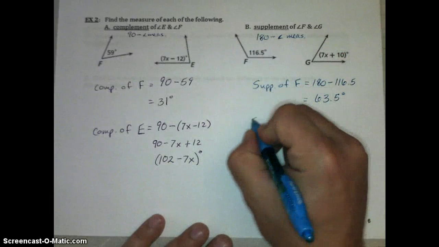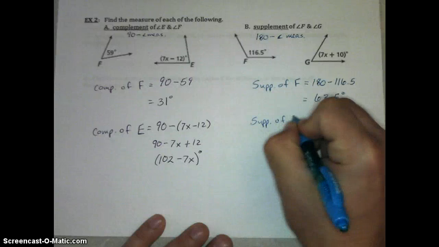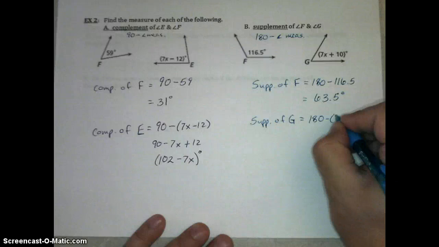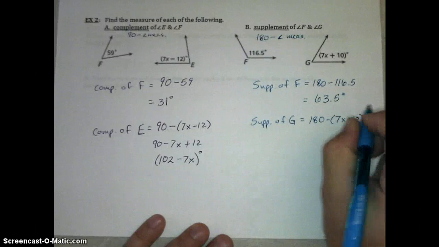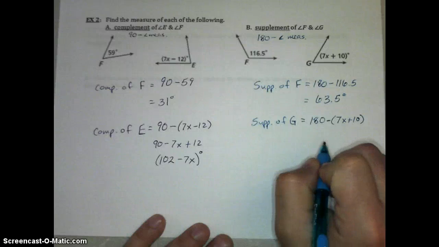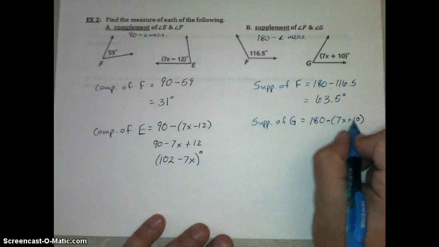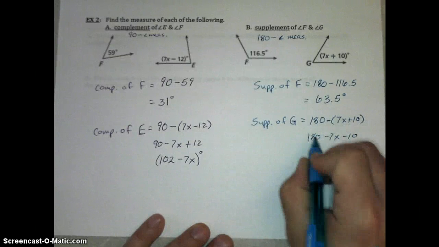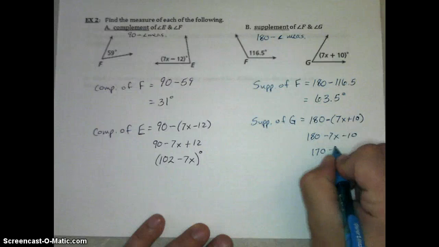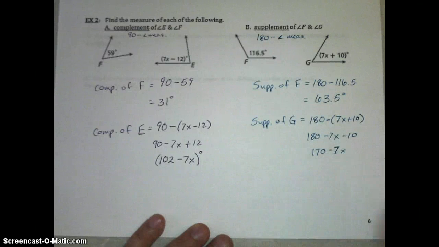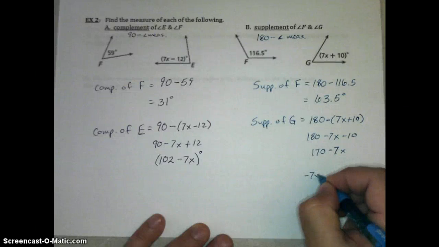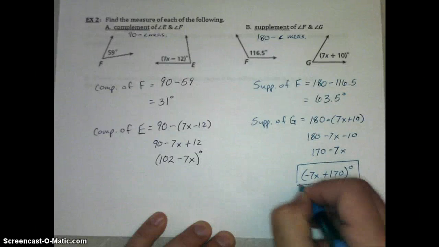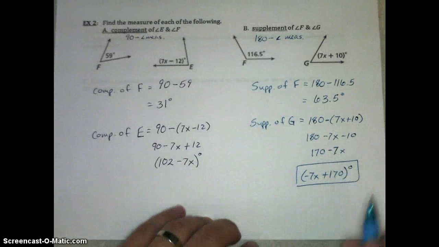But for the supplement of G, we're going to take 180 minus, again I have to write the parentheses around 7x plus 10. In this case it doesn't have as much to do with this, except when we do minus positive 10, it's actually 180 minus 10 that we're doing. 180 minus 10 is 170. And then I leave my minus 7x. Now, we could put the minus 7x in front, plus 170, and write it that way, and that's okay. A lot of times you'll see me write answers in this form, where we put the x term first and the constant term after.